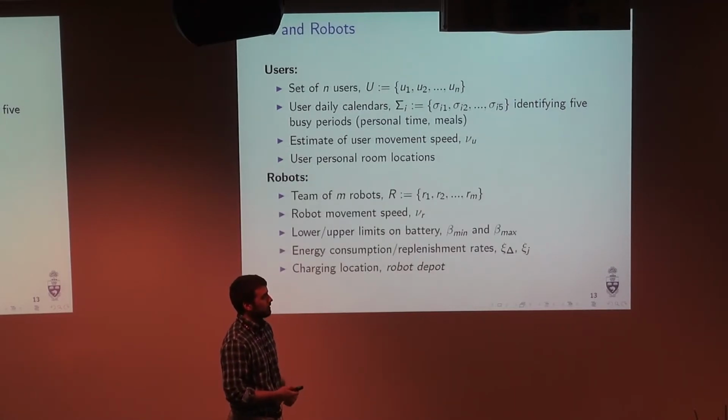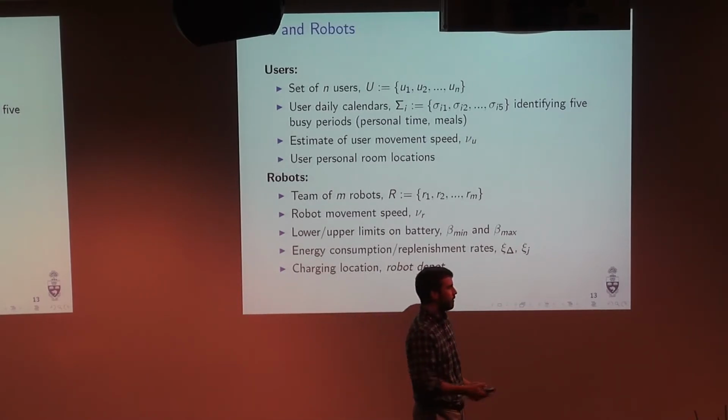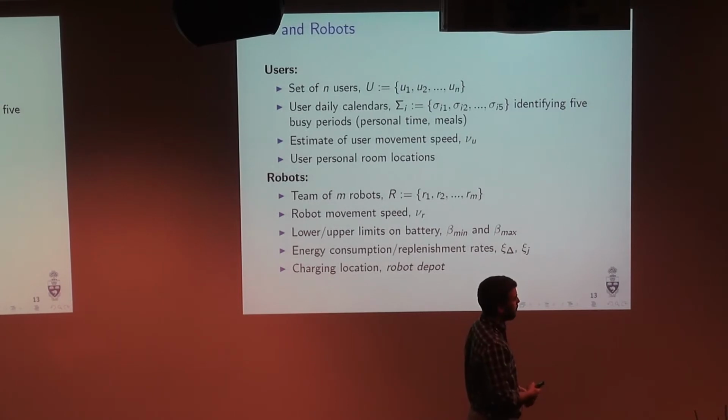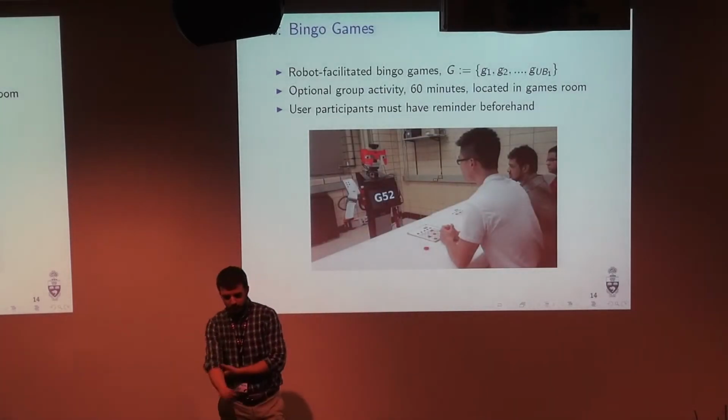And then we have our robots, very similar. So a team of M robots. We know how fast they move. We know the lower and upper limits on their battery level. Battery level is a very important component of this problem. And we know energy consumption and replenishment rates for various tasks, as well as where they can go to recharge. So it's a fairly complex problem, as you're starting to realize.